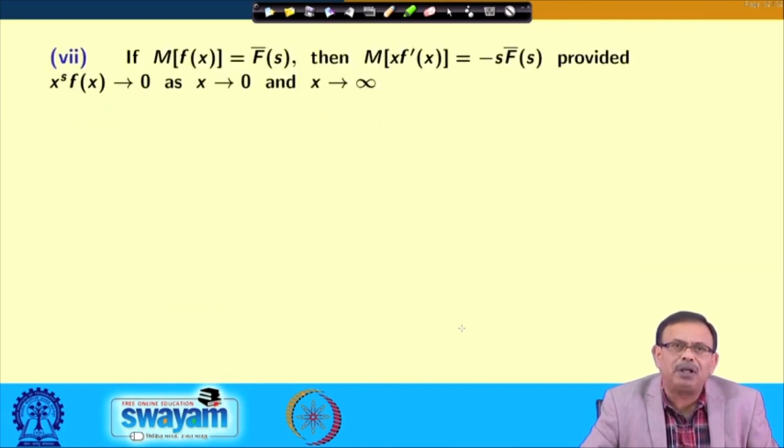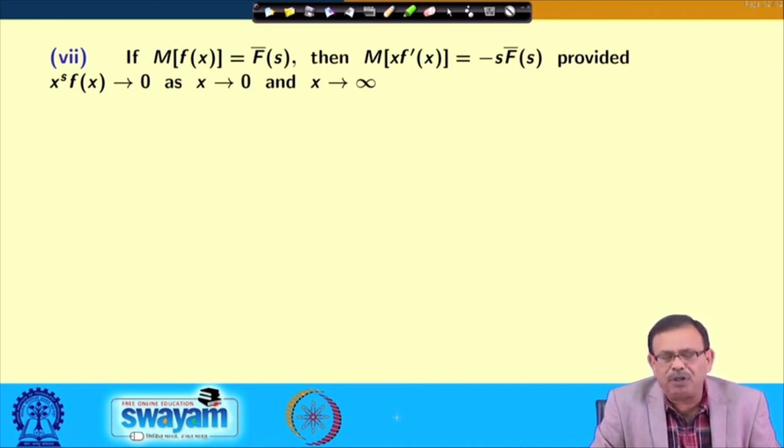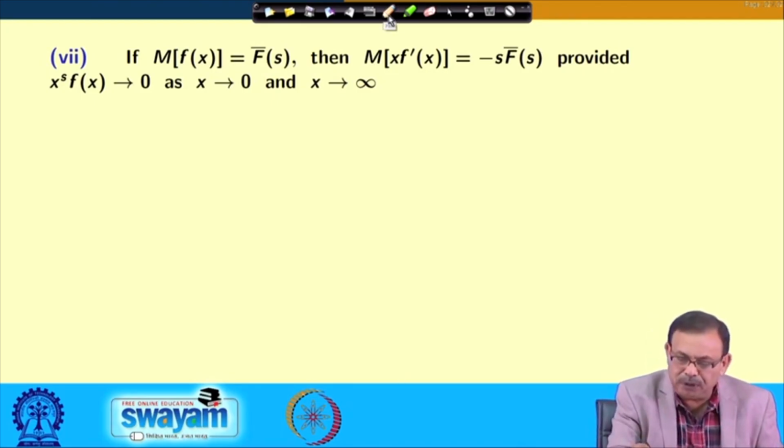The next property is: if the Mellin transform of f x equals capital F bar s, then the Mellin transform of x f dash x equals minus s f bar s, provided x to the power s f x approaches 0 as x approaches 0 and infinity. Let us see the proof of this one.